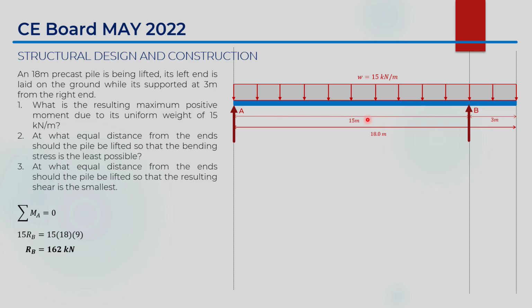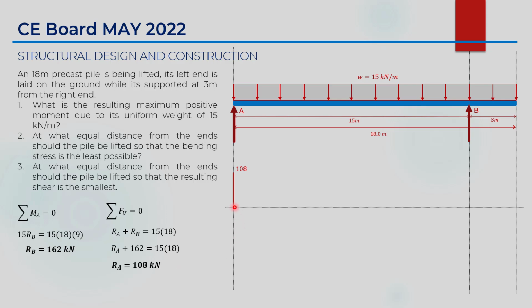How about the reaction at A? Summation of vertical forces is equal to 0. Upward and downward forces: RA plus RB equals 15 times the span of 18 meters, which is 270 kilonewton. So RA is 108 kilonewton. Now that we have the reactions, we can make the shear and moment diagram.